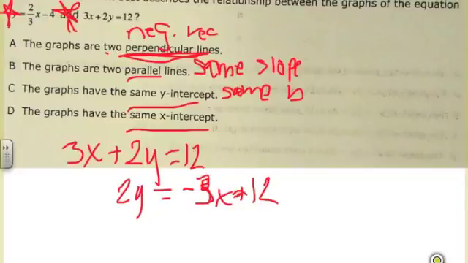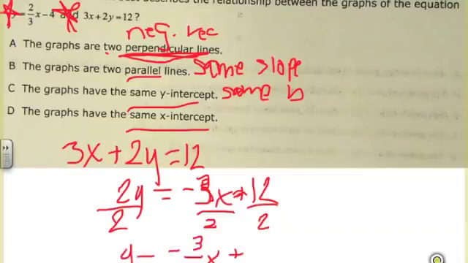Okay, so when we compare our two equations, my slope for the first one is 2/3. My slope for the second one is negative 3 halves. I'm also going to highlight my y-intercept. It's negative 4 and positive 6.